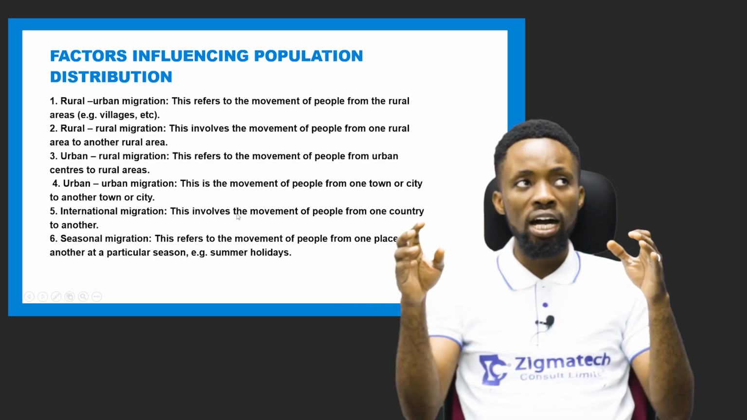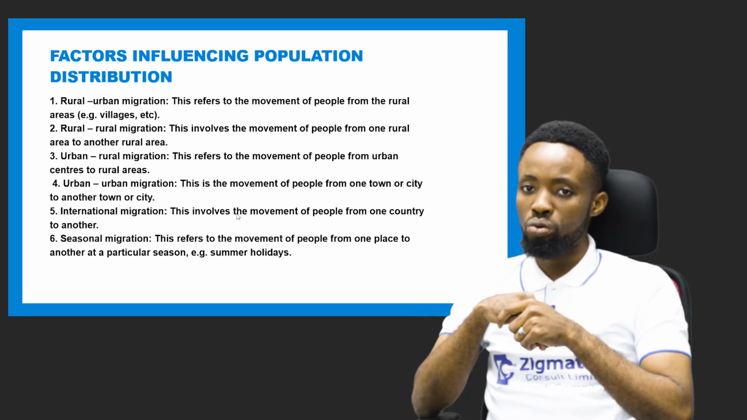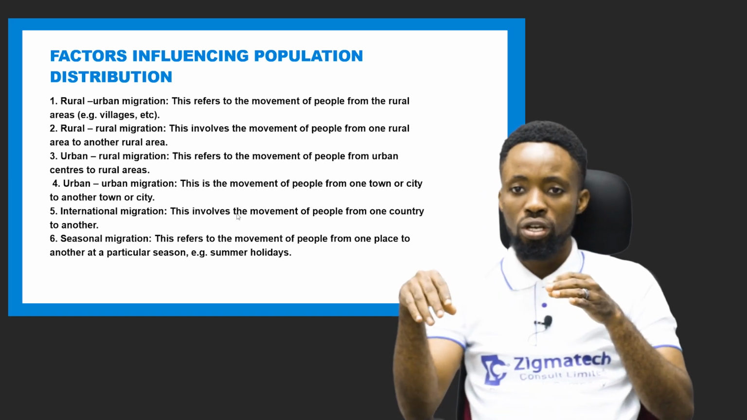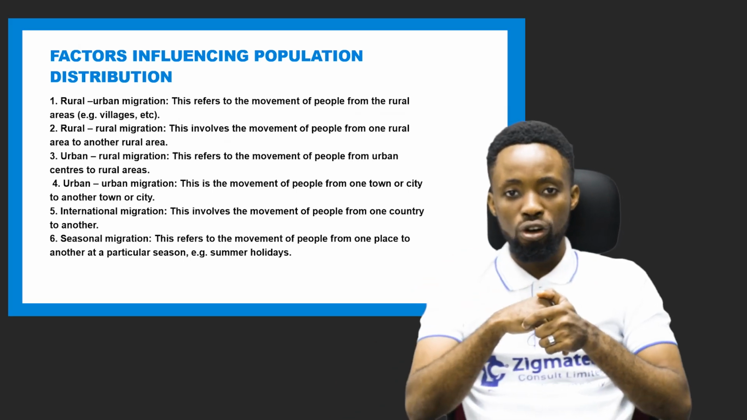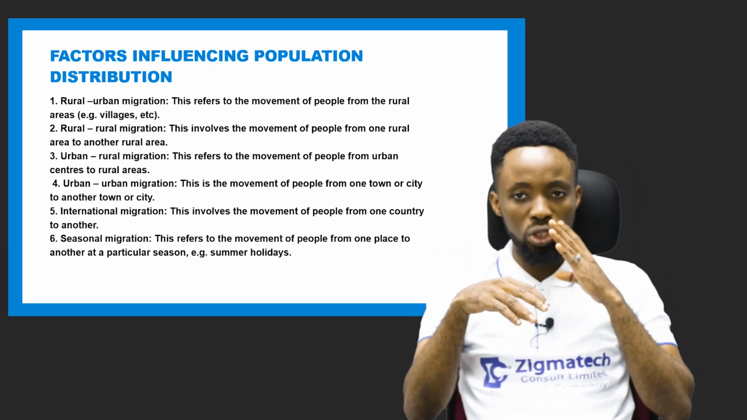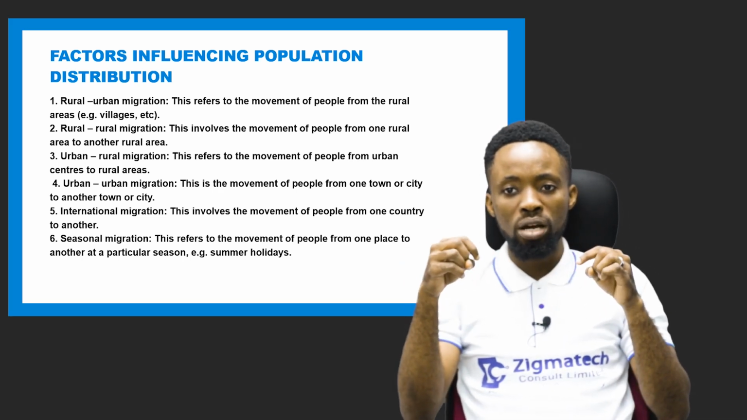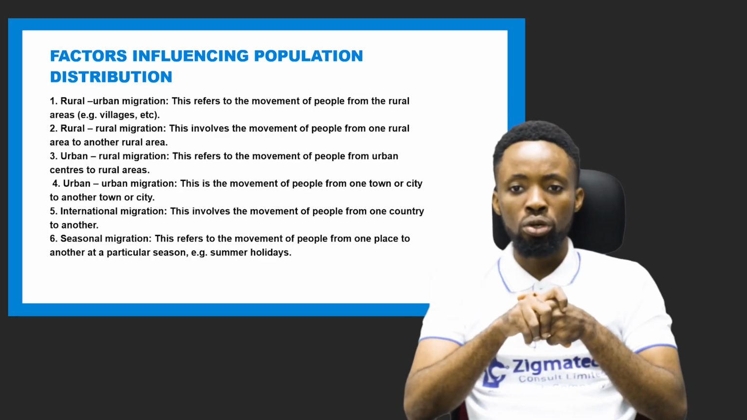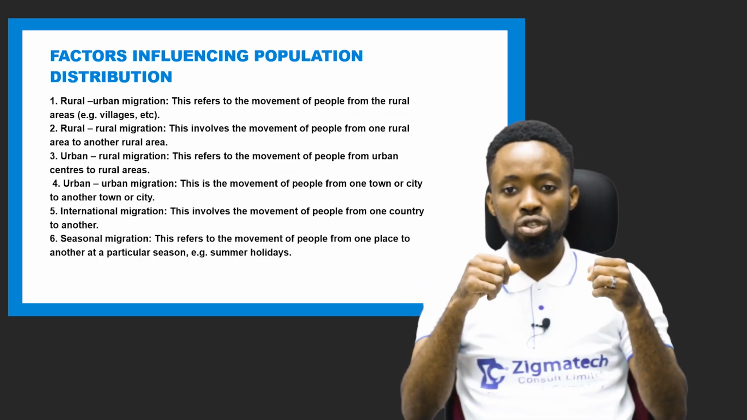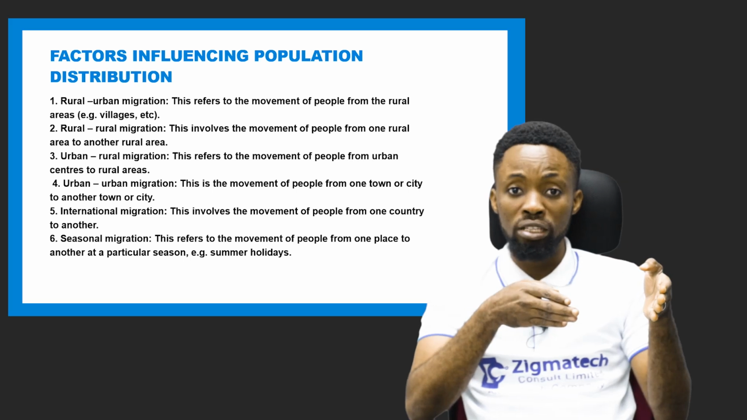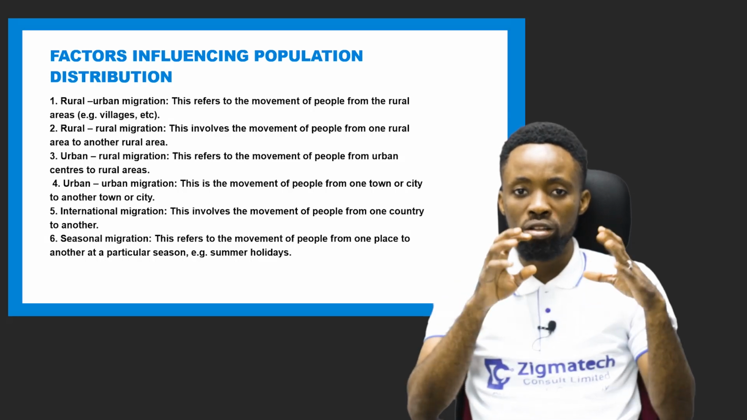Now, what are the factors influencing population distribution? Before we look at that, let's quickly look at the forms of population distribution. Population distribution can be from a rural area to an urban area, from a rural area to a rural area, from an urban to a rural area, and from urban to urban. It can also be from a country to another country, that's the international migration, and it can as well be a seasonal migration.